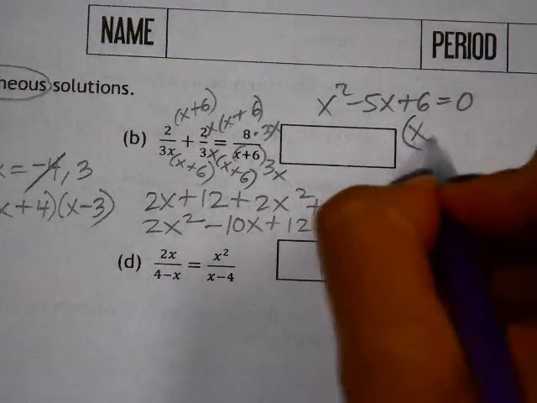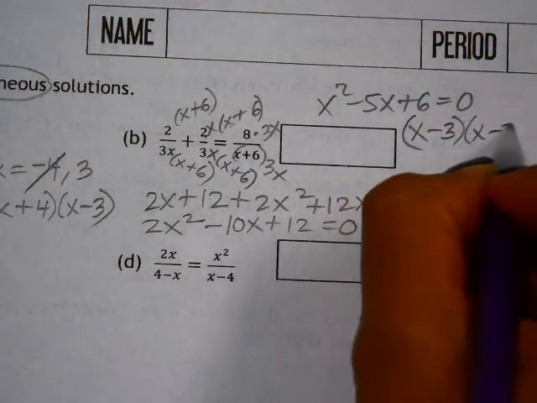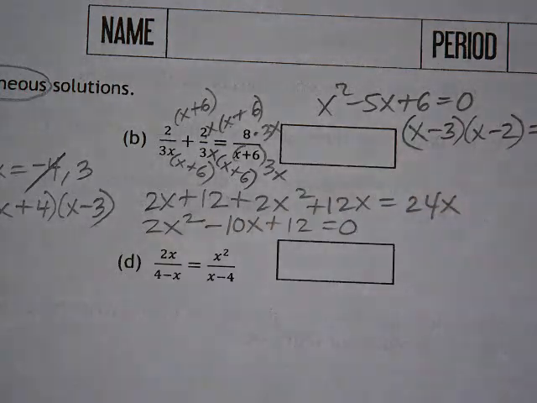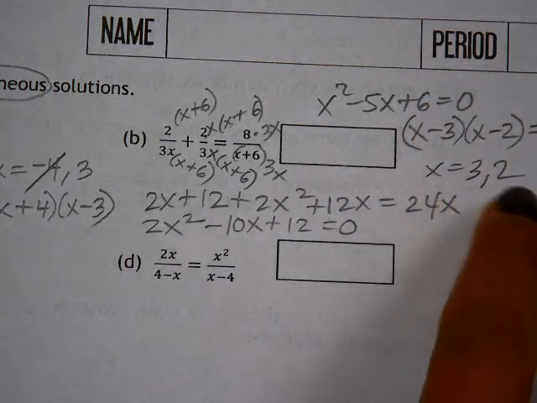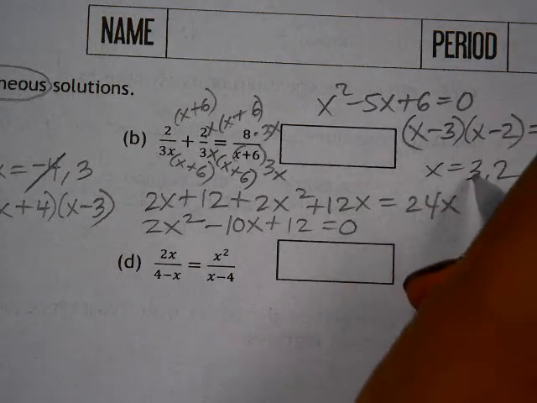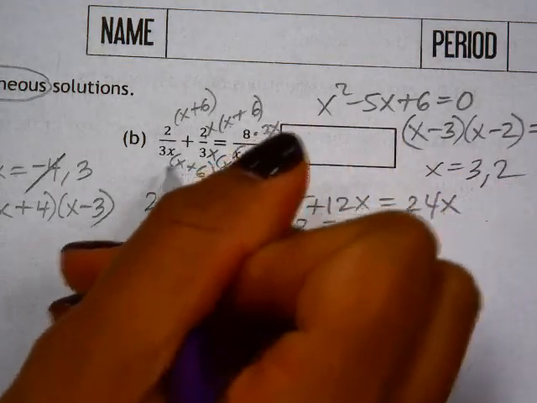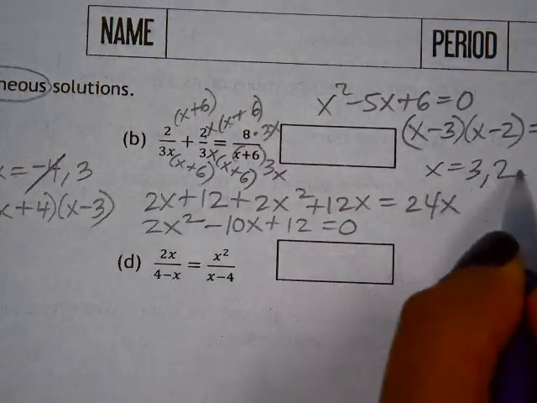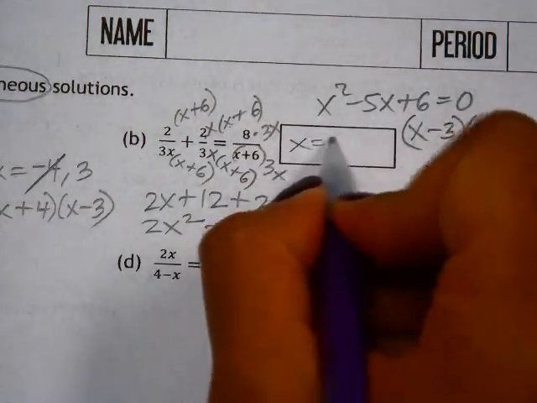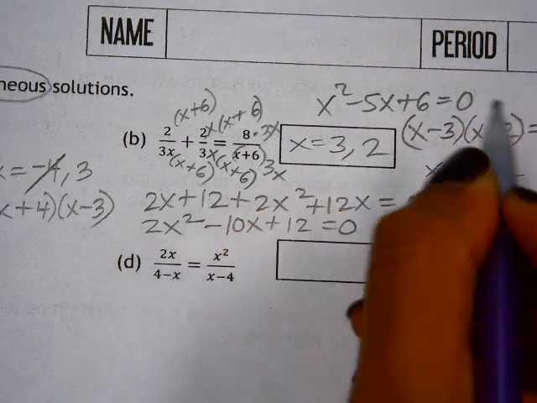And then factoring that, x minus 3 times x minus 2, which gives us solutions of positive 3 and positive 2. So again, make sure you check for extraneous solutions. Plugging these into the original problem, none of the denominators become 0 for either of these, so both of them are valid solutions. X equals 3 or x equals 2.